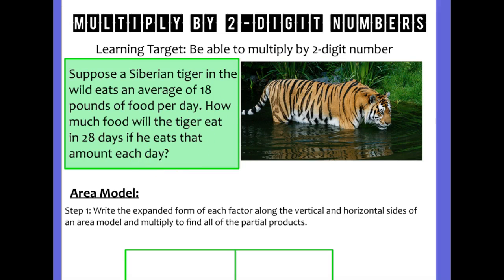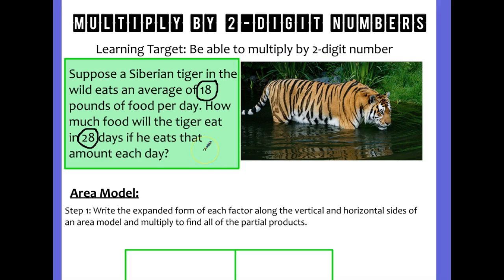So if I look closely, I'm going to go ahead and circle the numbers that I'll be using. My first number is 18. That's how many pounds he eats per day. My second number is 28. And 28 days is the number of days that he's eating 18 pounds of food per day. So my question's asking, how much food will the tiger eat in this total of 28 days if he's eating this 18 pounds each day?